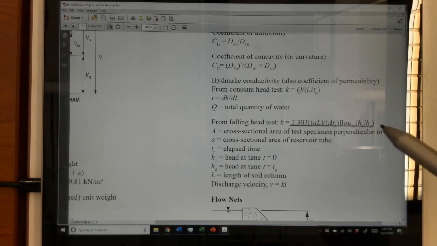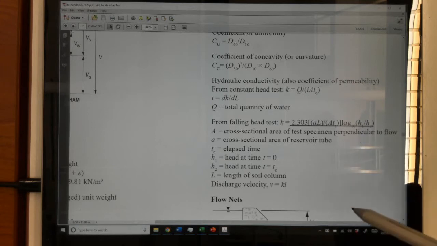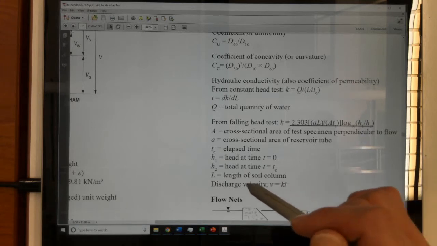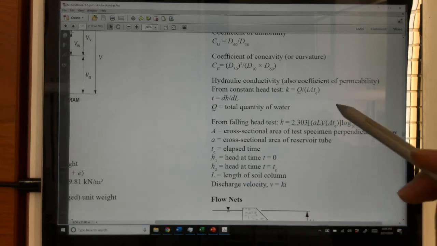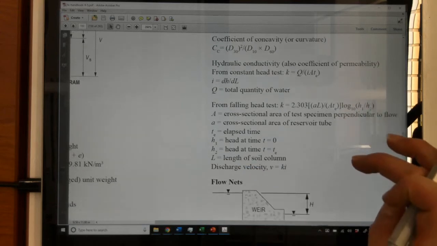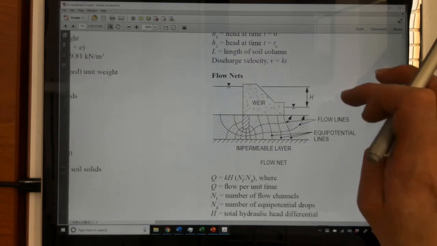That's just general advice. Constant head for permeability calculation, falling head for permeability calculation, they basically give you all of those things. Discharge velocity v equals ki. Darcy's law necessarily, I don't think, shows up.